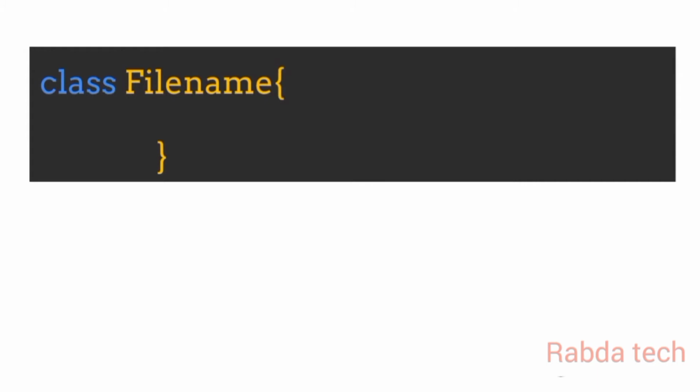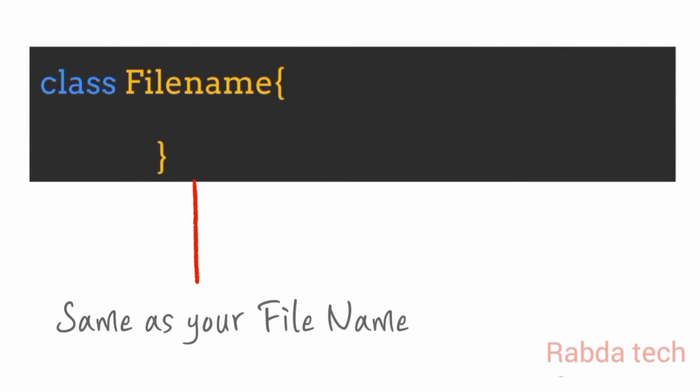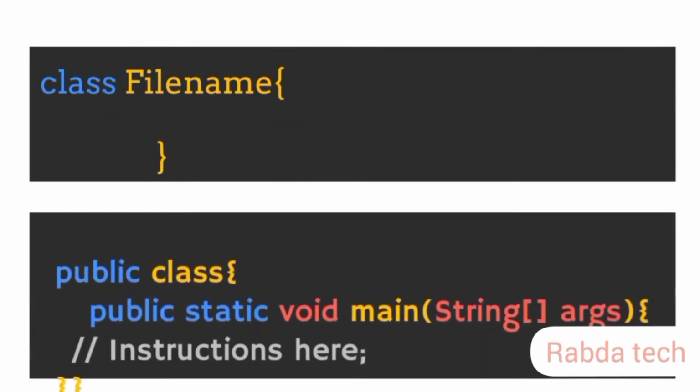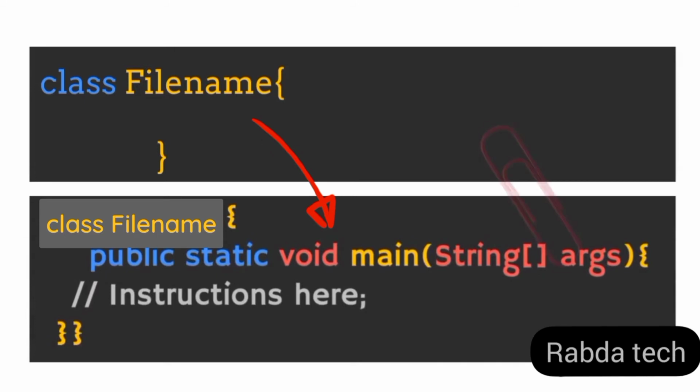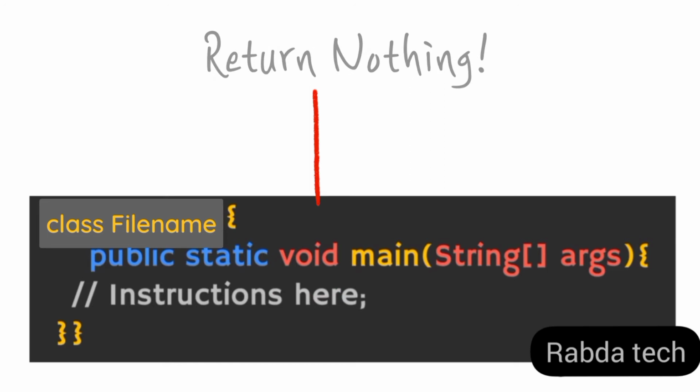In Java, we have this syntax, class and file name. Here, class means a file container and the file name is very important, same as your file name. Inside that class, you have public static void main. Here, public means that this is accessible by a terminal when we run our code on the terminal. Here, void means that it returns nothing.